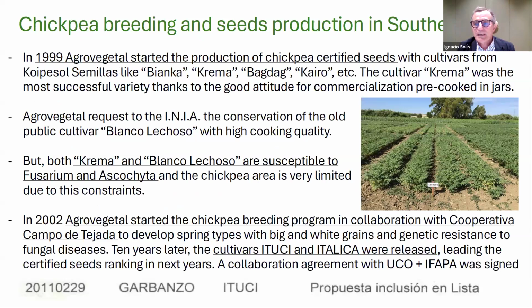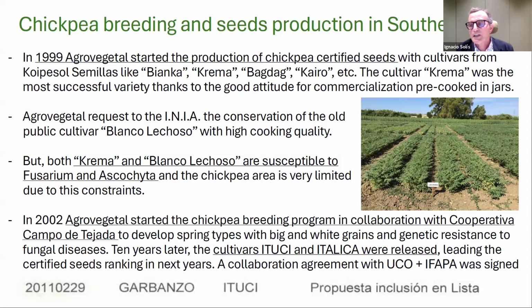I will talk about Agrovegetal because we started our interest in chickpea at the beginning of the 21st century. In 1999, we started the production of chickpea certified seeds from cultivars of one company called Coipesol Semillas that nowadays is part of the group Syngenta. And this company, in collaboration with the University of Córdoba and IFAPA, developed the varieties Bianca, Crema, Baghdad, and Cairo.